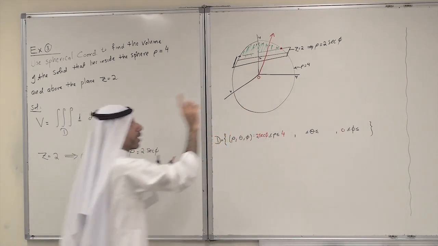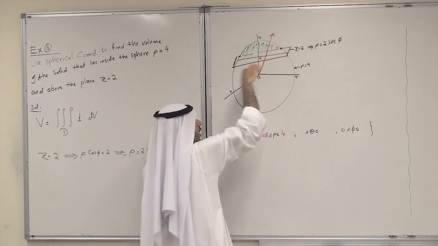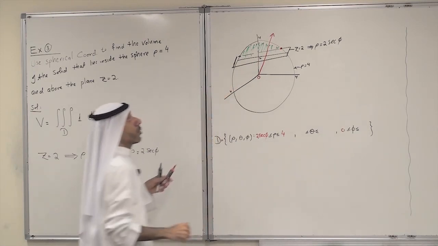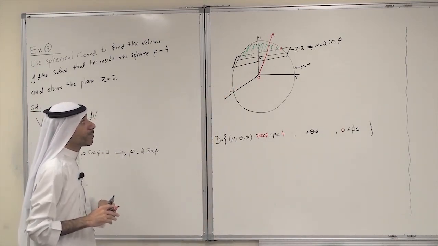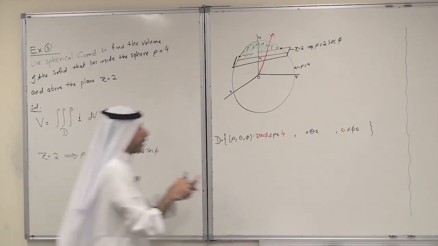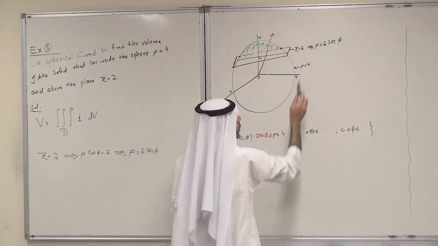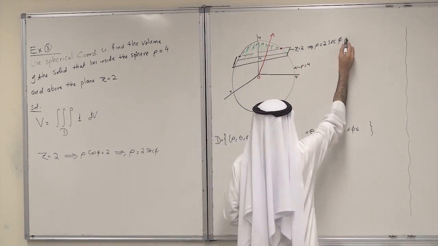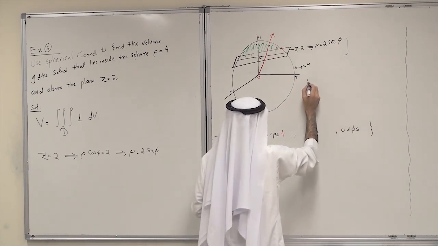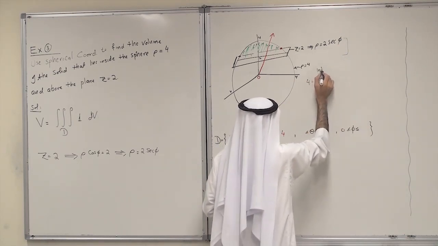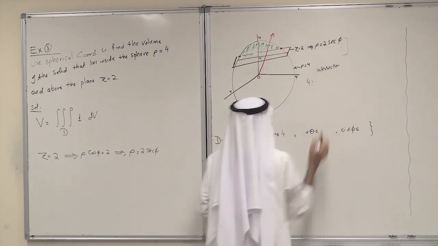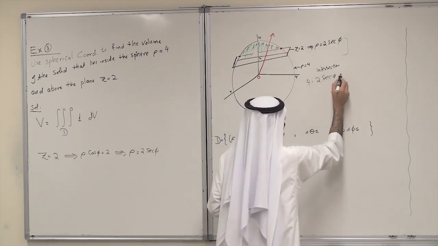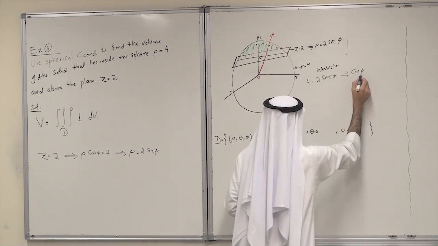And of course, it is not a point. The intersection is like a circle. So for every point on that circle, what is phi? Here, we have to find just the intersection between the two rhos, rho of the plane and rho of the sphere. When you find the intersection, you solve 4 equals 2 secant phi.